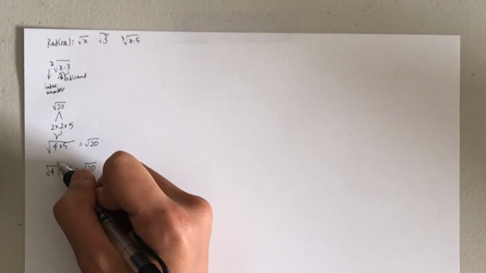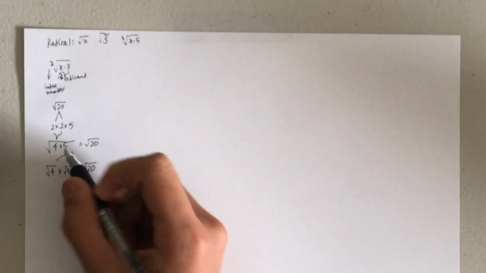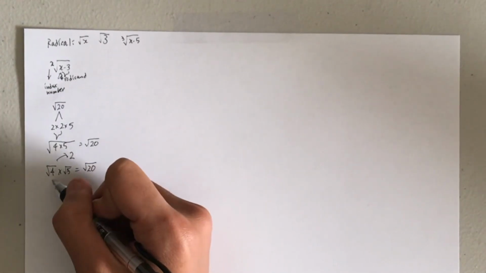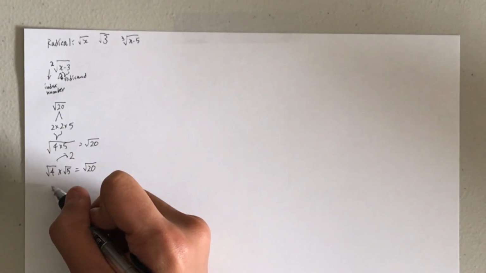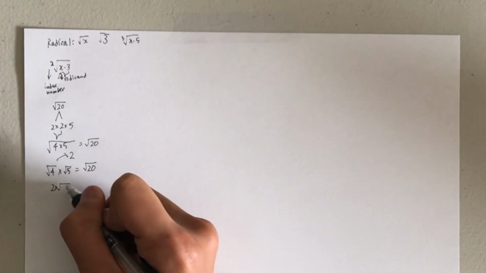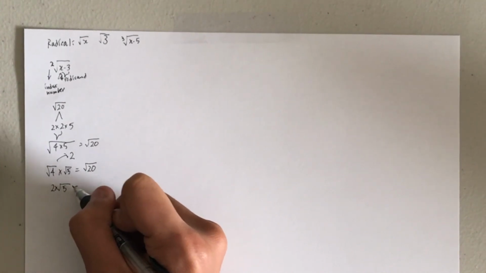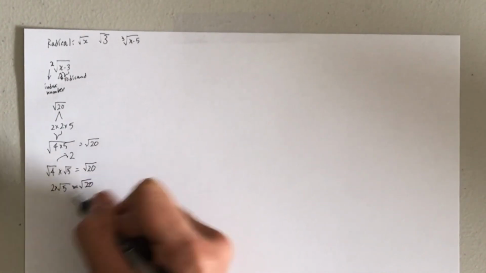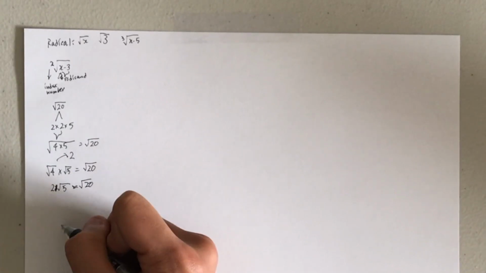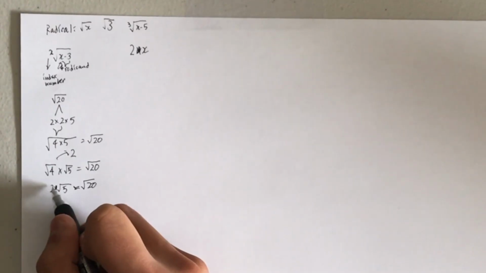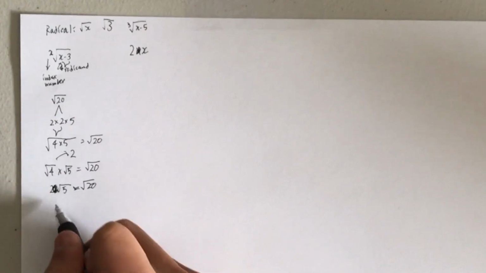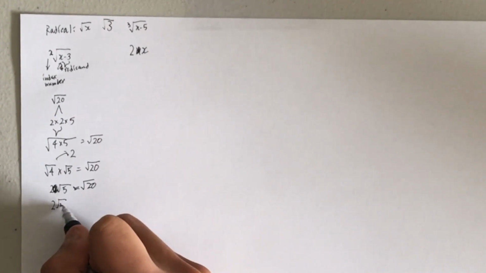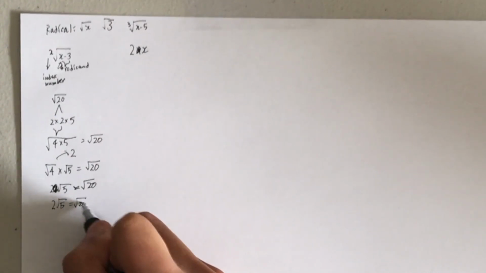And we know that the square root of 4 is equal to 2. So we basically put 2 instead of the square root of 4. In turn, we get 2 times the square root of 5, which is equal to the square root of 20. And if we get rid of this multiplication symbol, we get 2 times the square root of 5 equals the square root of 20.